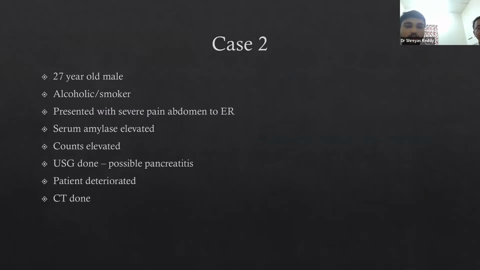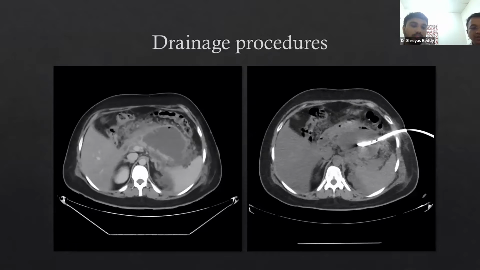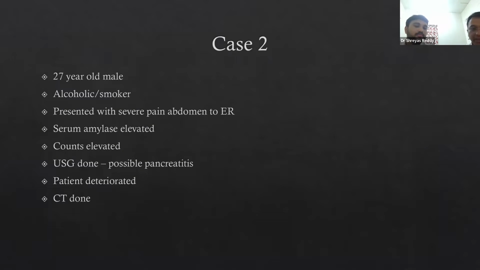So this is a 27-year-old male, a known case of alcohol use and also a smoker. He presented to the emergency with severe pain abdomen. Serum amylase levels were elevated, counts were elevated, and USG was done, which was suggestive of possible pancreatitis. The patient deteriorated and consequently a CT was performed. Okay, wait a second.